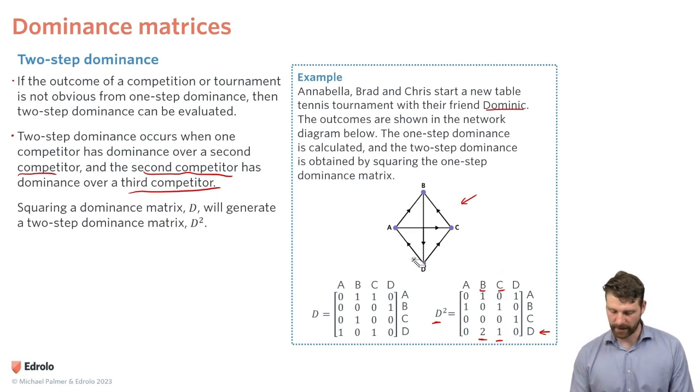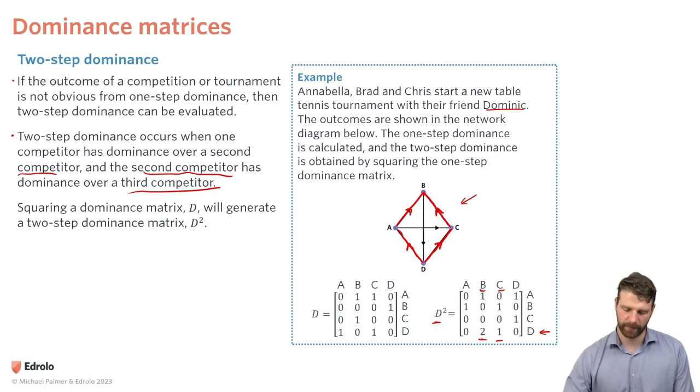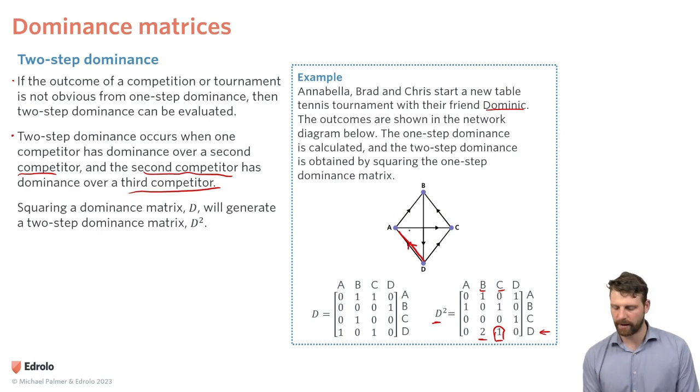So you can see here that Dominic defeats A and A defeats B, right? So that's one of the two-step dominances that Dominic has over Brad. And Dominic also defeats Chris, who defeated Brad in this tournament. So there's the two-step dominances over Brad. He also has a two-step dominance over Chris, and we can see that here. So Dominic defeats Annabella, who defeats Chris, and so that's the two-step dominance that Dominic has over Chris.